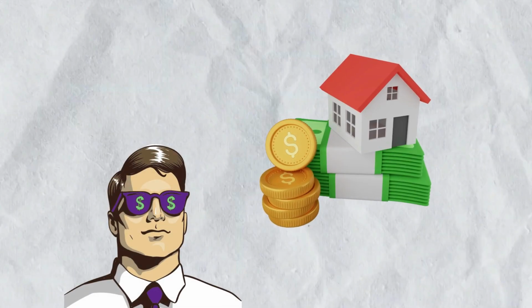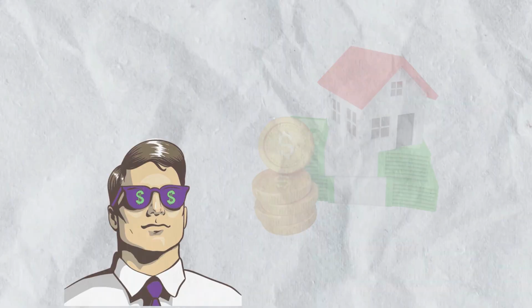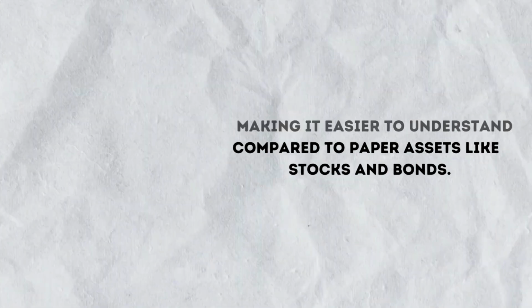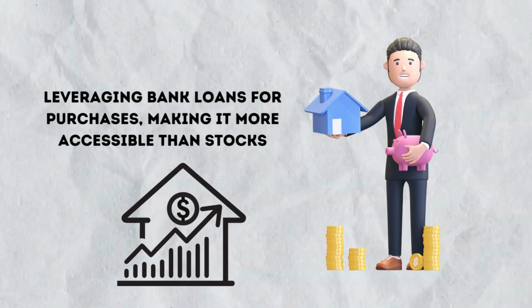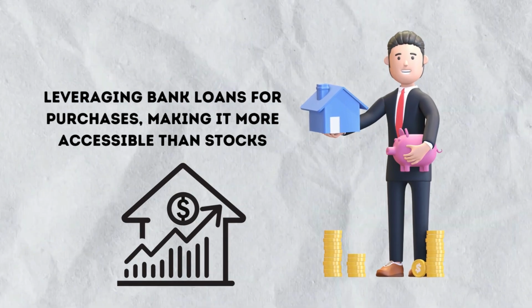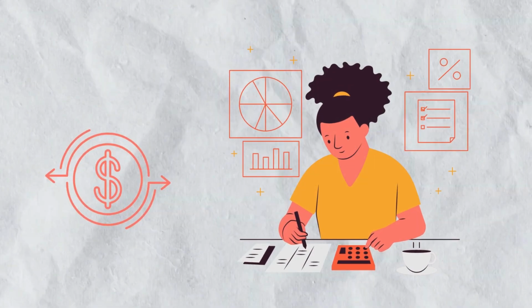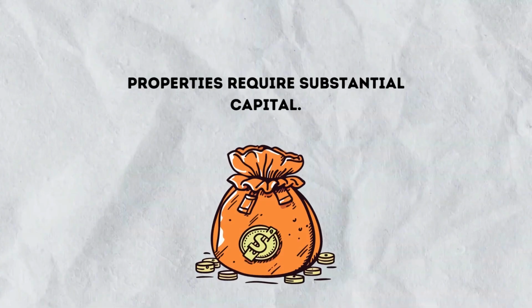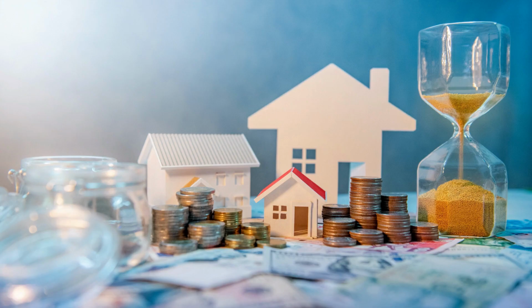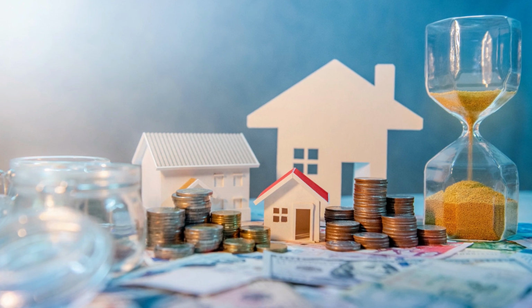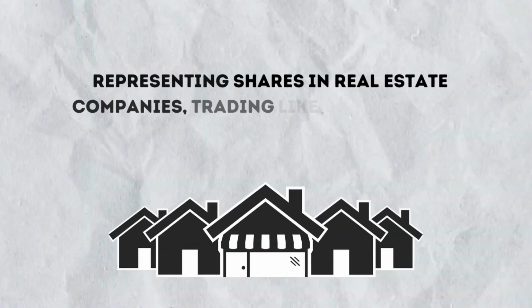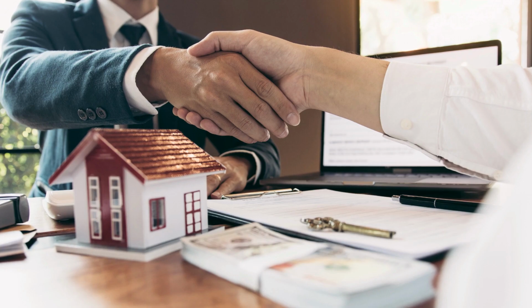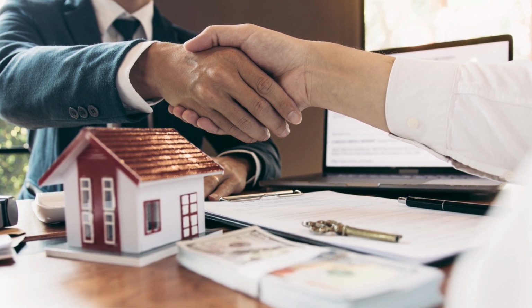Many investors value properties for their tangible nature, making it easier to understand compared to paper assets like stocks and bonds. One advantage of properties is leveraging bank loans for purchases, making it more accessible than stocks. Rental income covers mortgages, reducing personal funds needed. However, properties require substantial capital. Property investment trusts, or REITs, offer a less capital-intensive alternative, representing shares in real estate companies, trading like stocks, and paying dividends. REITs spare investors from property management.